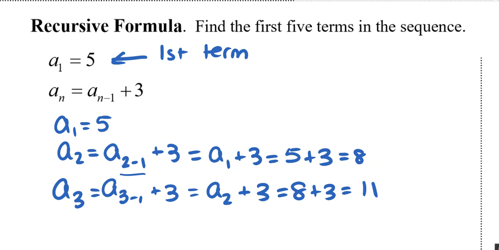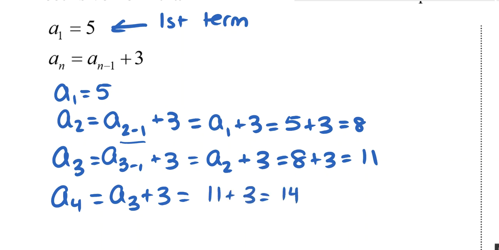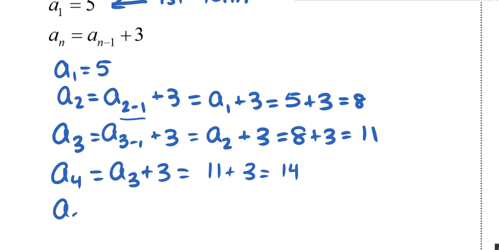Now, if you look at this, hopefully you see a pattern developing here. To find the second term, we took the first term and added 3. To find the third term, we took the second term and added 3. Hopefully you see that to find the fourth term, we would simply take the third term and add 3, meaning 11 plus 3 would be 14. And to find the fifth term, we would take the fourth term and add 3, or 14 plus 3, which is 17. And we found our first 5 terms.